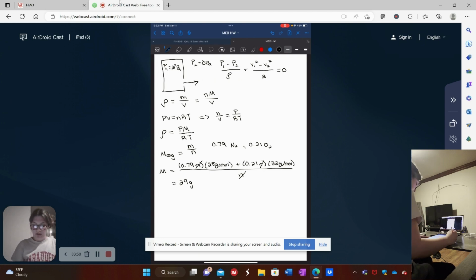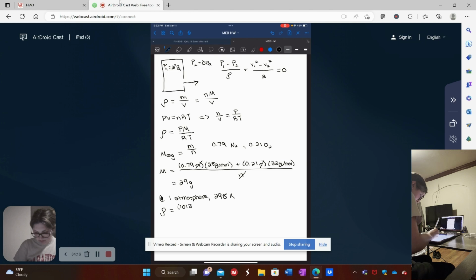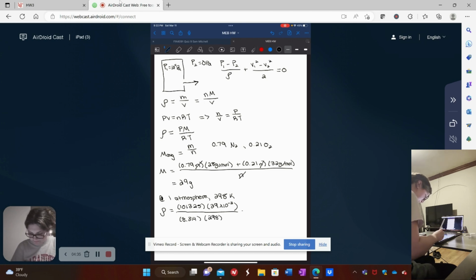Now that we have this, we can approximate that we are at 1 atmosphere and 298 kelvins, and plug that into our density. So now we have 101,325 pascals, and then 29 times 10 to the negative third, since this needs to be in kilograms for all of the units to work out, over 8.314 for R, times 298. That gets us about 1.2. Now that we have this, we are all set to go back up to our original equation and start plugging in our values.